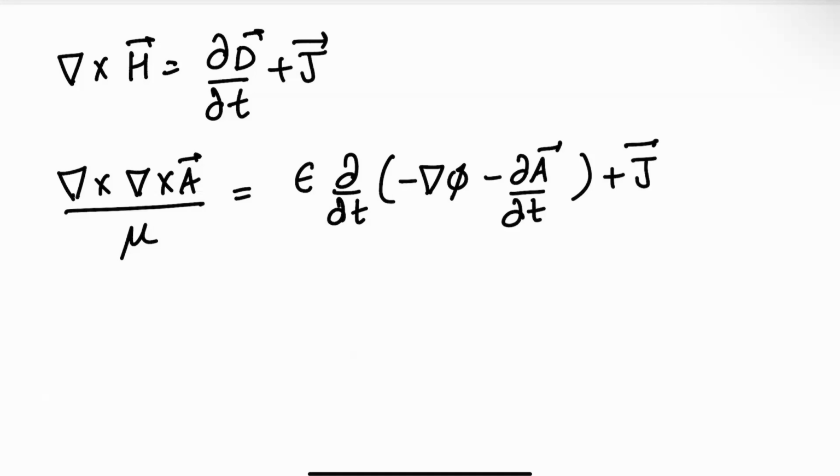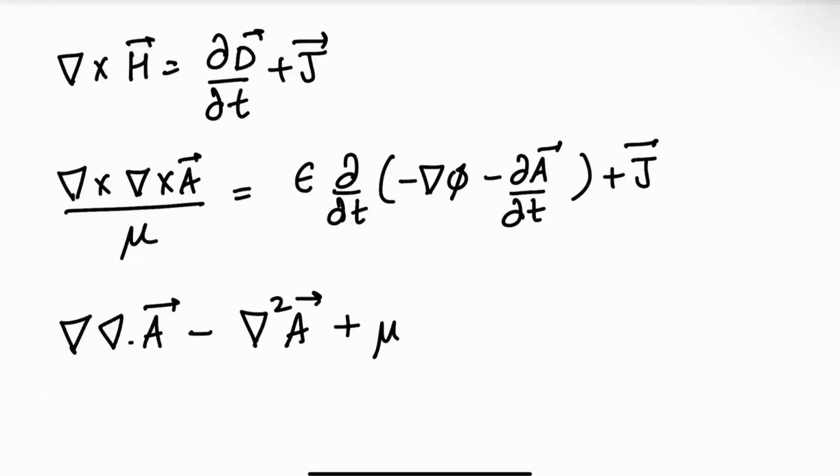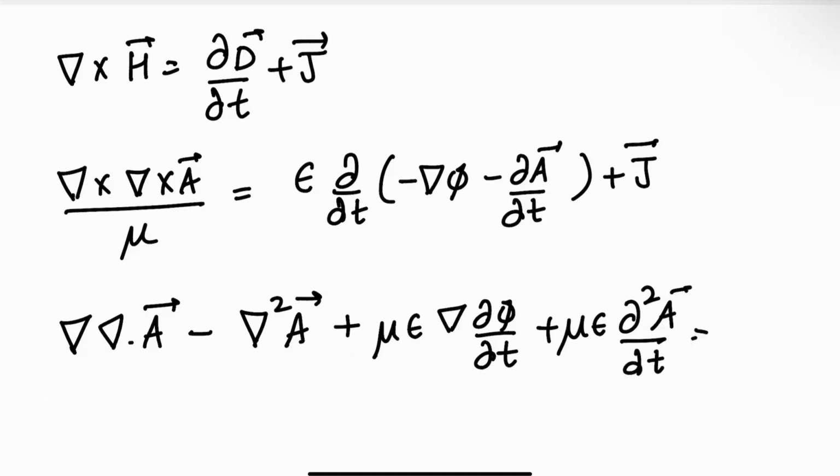Right? And I know that curl of curl of A is nothing but the gradient of the divergence of A minus the vector Laplacian of A. And then I take the mu to the other side and I bring these terms to the left. That gives me gradient of d phi over dt plus mu epsilon d square A over dt square is equal to mu j. Okay.